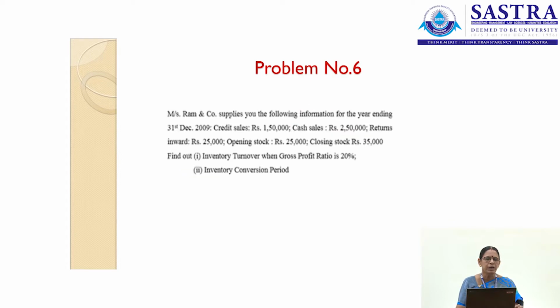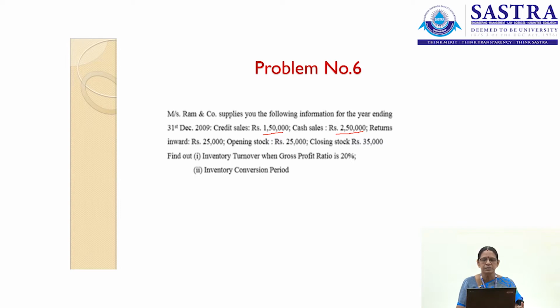Next problem, we have Messrs. Ram and Company supplies you the following information for the year ending 31st December 2009. Credit sales, that is 1,50,000, cash sales 2,50,000. So whenever we are going to calculate your inventory turnover, we are going to take up the total sales. What is your total sales? Total sales is cash sales plus your credit sales.